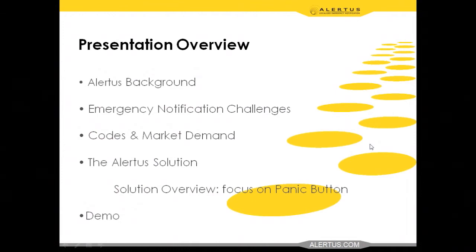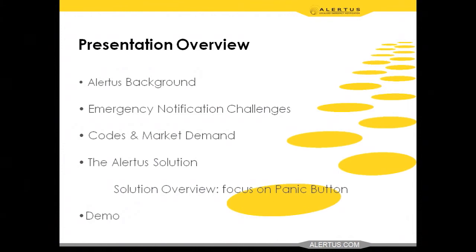So I'll go ahead and review the overview for the presentation, the agenda. We're going to do just a basic background on Alertus. So if you're brand new to Alertus, and hadn't seen much from us, you'll get a quick idea of where we came from, how we started, and kind of what our vision and mission is.